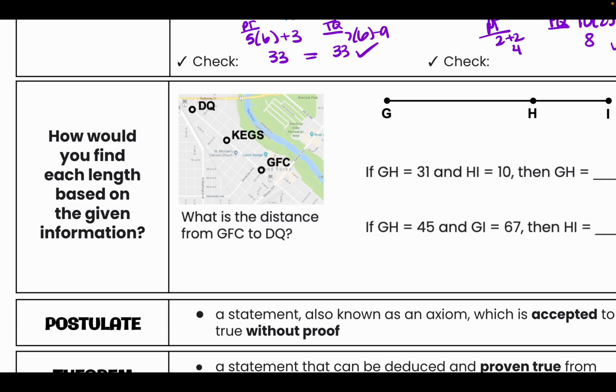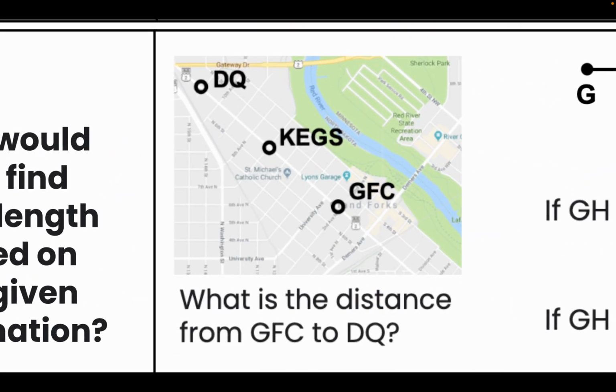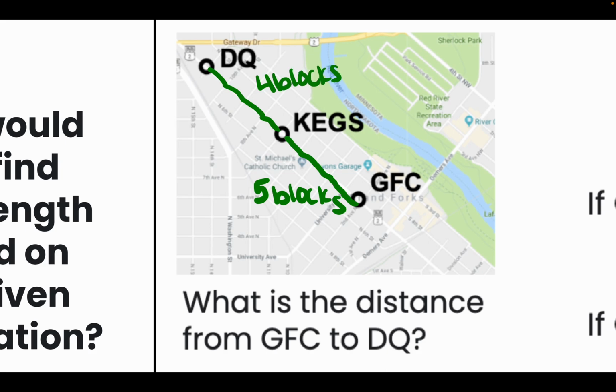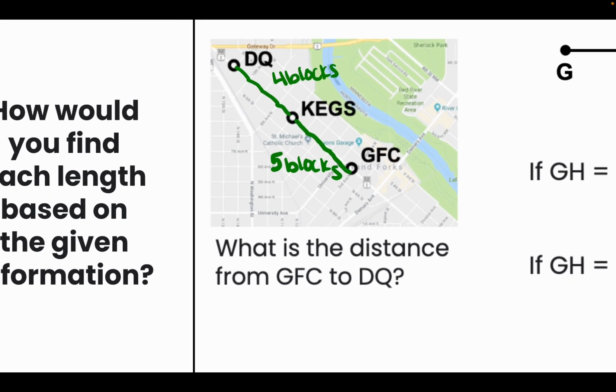Okay, how would you find each length based off the given information? So what is the distance from G of C to DQ? Well, if you look at this picture, from G of C to the kegs is 1, 2, 3, 4, 5. This is 5 blocks. And then from the kegs to DQ is 1, 2, 3, 4 blocks. So, looking at this picture, total, what is the distance from G of C to DQ? 5 plus 4. Total distance would be 9 blocks.